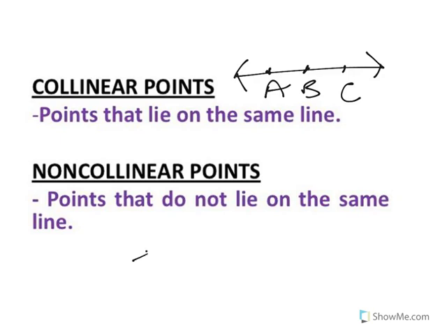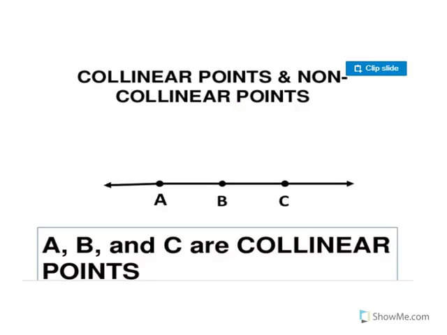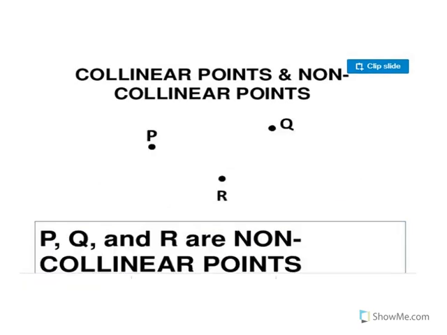So we can have, for example, this line with point A and point B, and we have a point C somewhere here. Right, so here is an example of collinear points. We said point A, point B, and point C are collinear points. And this is an example of non-collinear points. So points P, Q, and R are non-collinear points.